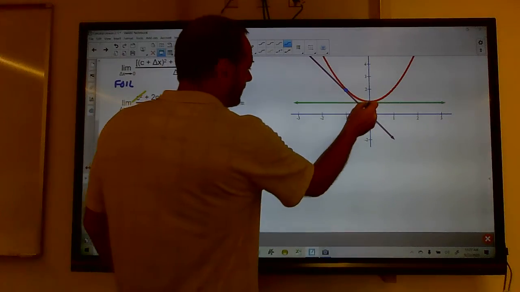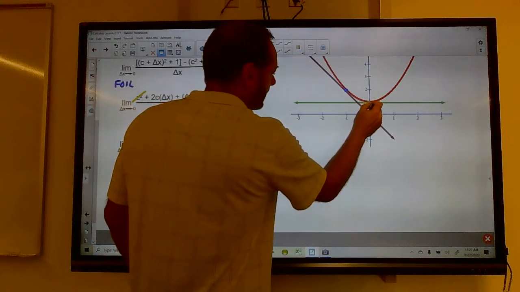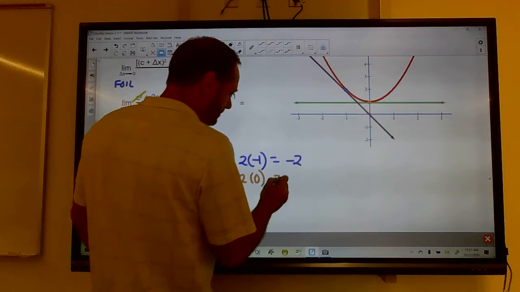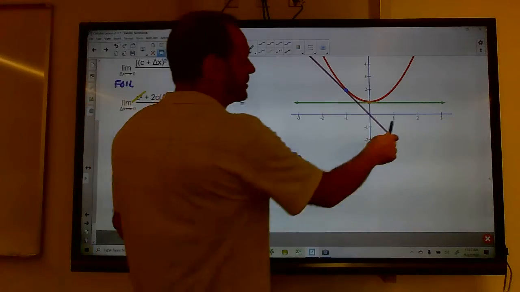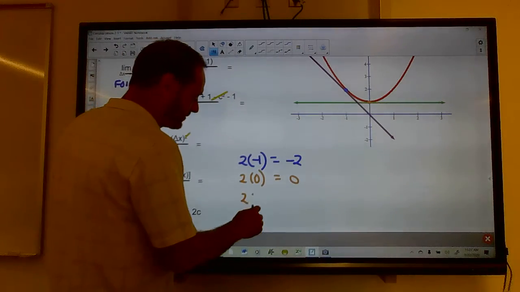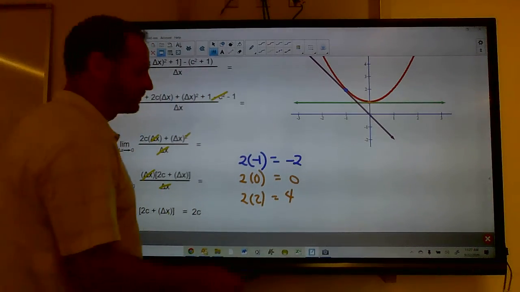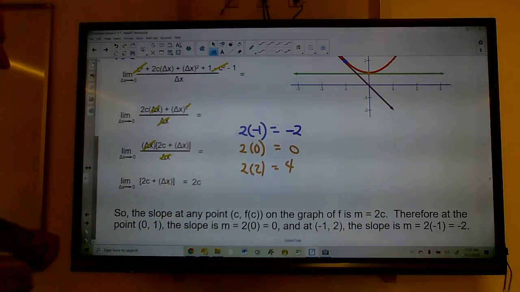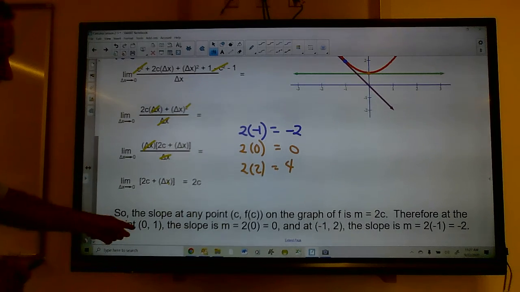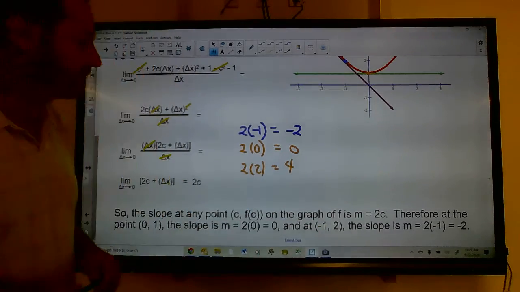And then I also wanted to know at 0, which is right here, so I would go 2 times 0, and that's 0. If I wanted the slope at 2, I could plug 2 in there. 2 times 2 would be 4. So the slope at any point c, f of c on the graph of f is m equals 2c. So therefore at the point 0, 1, the slope is 0. And at -1, 2, the slope is -2.